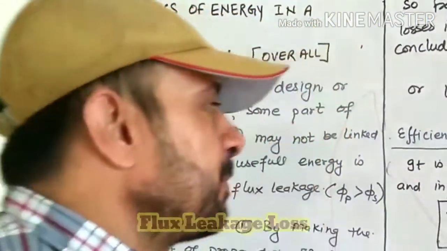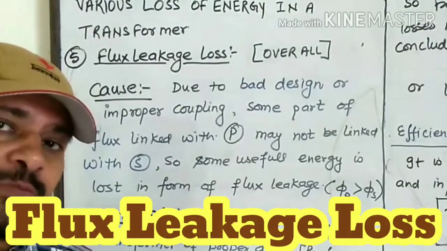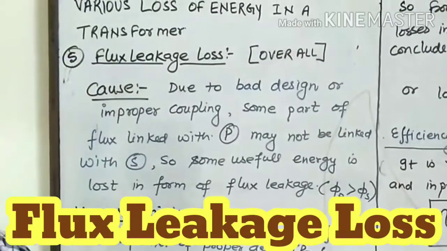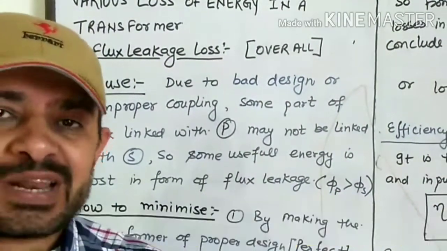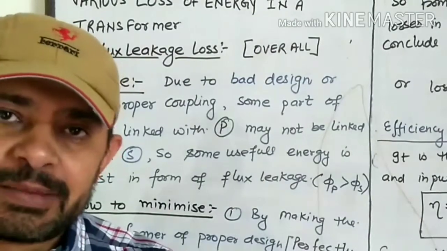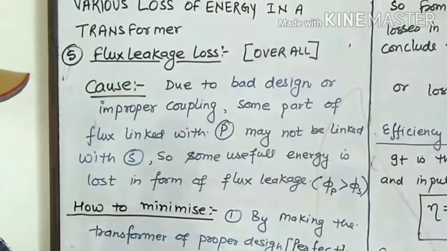Now we come to the fifth loss, that is the flux leakage loss. The fifth loss in a transformer is flux leakage loss. This loss takes place in the overall transformer. It is not the part of the core or coil itself. It may be in the coil, it may be in the core. So it is the overall loss in the transformer.